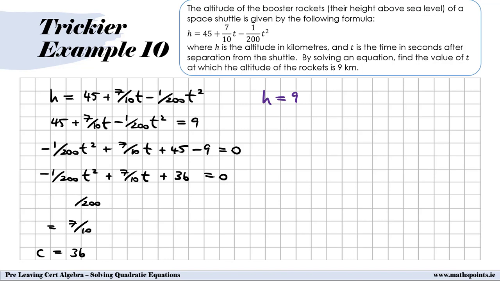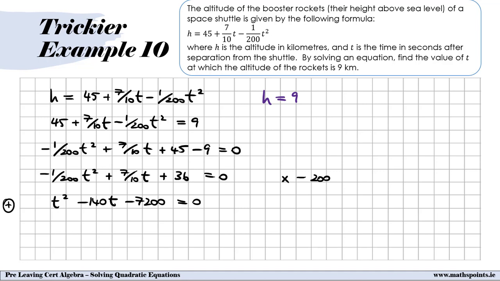And the way we're going to alter the equation is we're going to multiply across by a number by which we know that the fractions will be removed. And I know that if I multiply across by 200, that will remove the fractions from this question. I'm also going to multiply it by a minus so that I can start my quadratic equation with a plus, which is always easier when we're trying to factorize. So minus 1 over 200 t squared times minus 200 is equal to t squared. 7 over 10 times minus 200 is equal to minus 140t. And then 36 times minus 200 is minus 7,200.